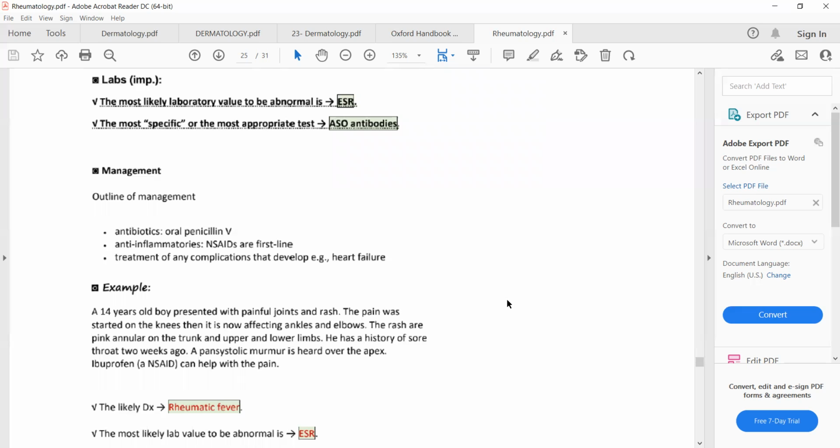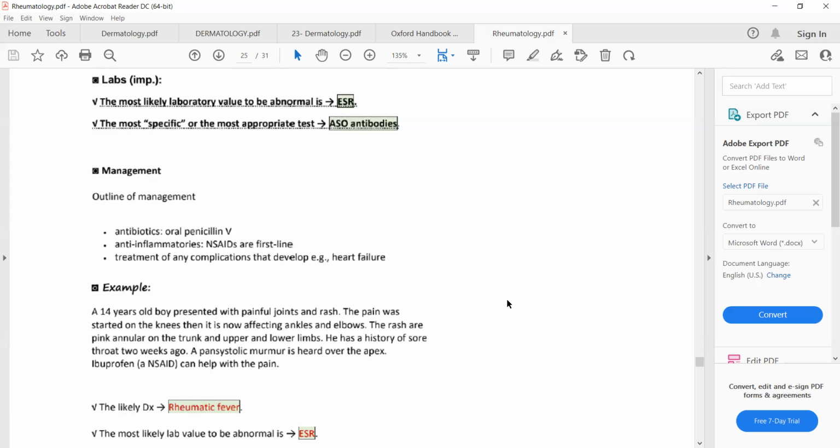The management of rheumatic fever is very simple because it's a post-streptococcal infection. So oral penicillin V can be used in the treatment of rheumatic fever. And for pain or arthritis, NSAIDs are first line. And treat any complication if the patient develops one, such as heart failure. So this was all about rheumatic fever, its diagnosis and management.